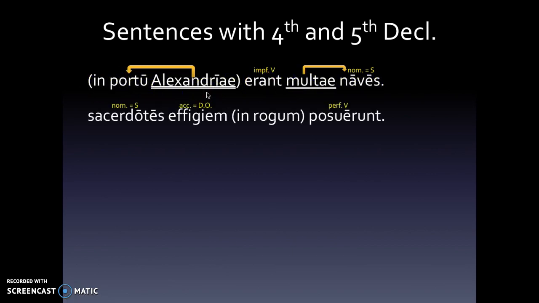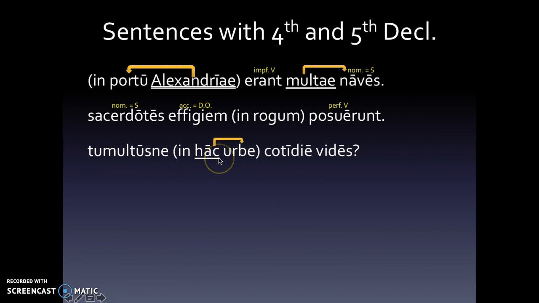Next sentence, we've got in rogum is our prep phrase. Sacerdotes is nominative, so it's our subject. True that this ending could be nominative or accusative, but effigiem can only be accusative, and our verb is plural because it ends in nt. Therefore, it would make sense to have a plural subject. So back to effigiem, that's accusative, it's our direct object. Our verb is perfect, so this means the priests placed the effigy in the pyre or onto the pyre.